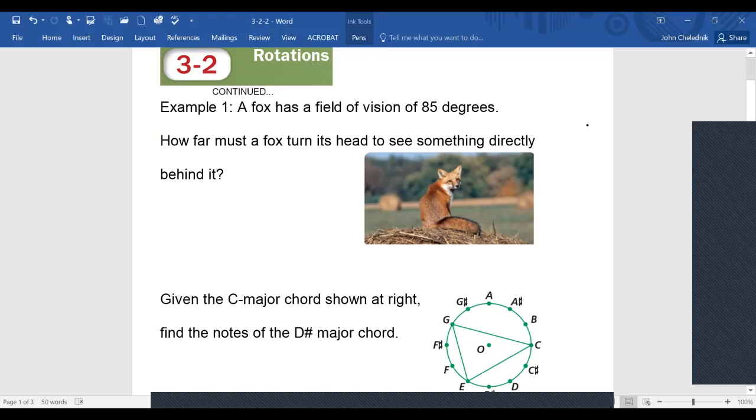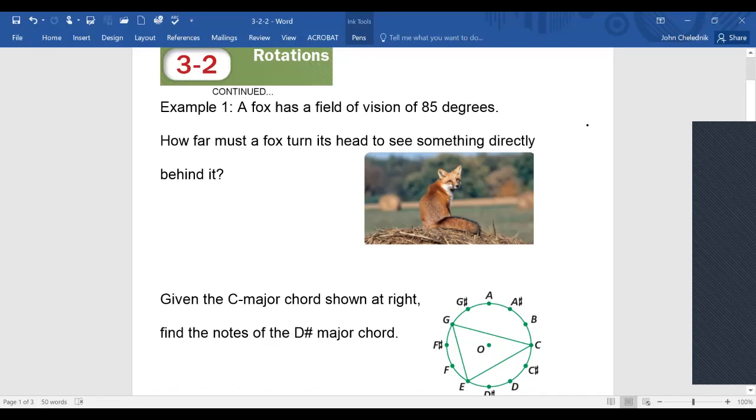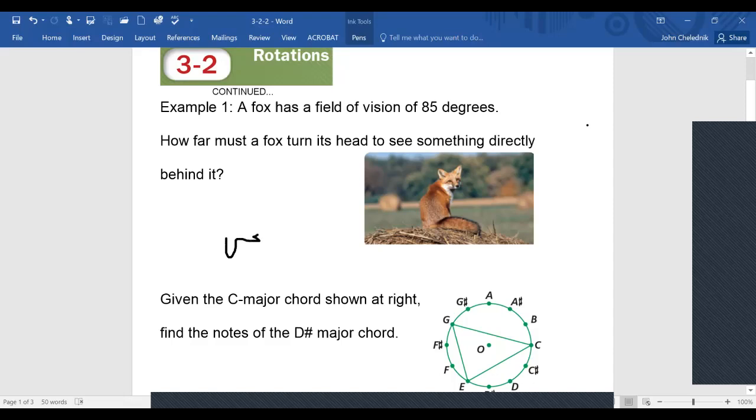So example 1 is about a fox. It says, a fox has a field of vision of 85 degrees. How far must a fox turn its head to see something directly behind it? So I'm going to draw myself a fox. Here's the nose and the whiskers and the ears and the other whiskers. And it's got 2 eyes and a nose. And there's my fox, okay? And it's got a field of vision of 85 degrees. So see, its eyeballs, it can see everything in an 85 degree range.